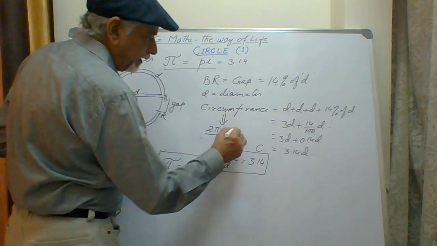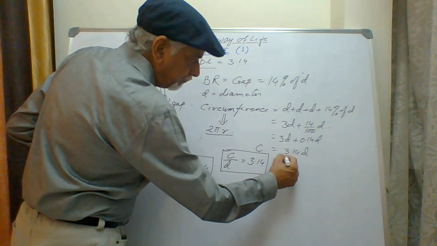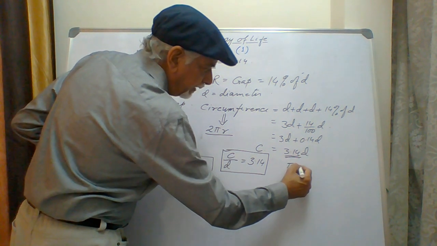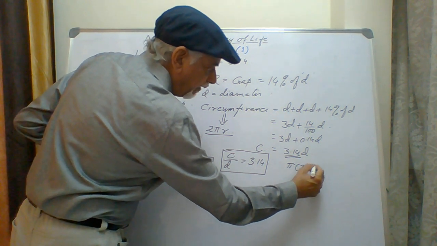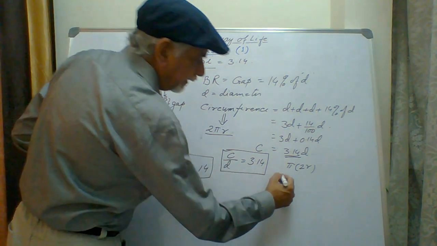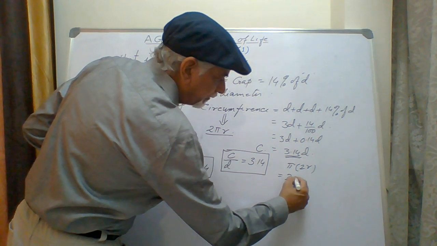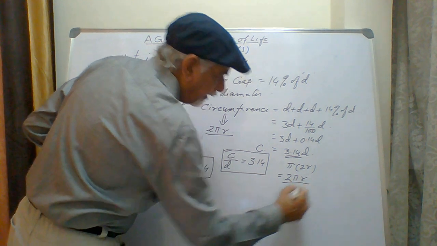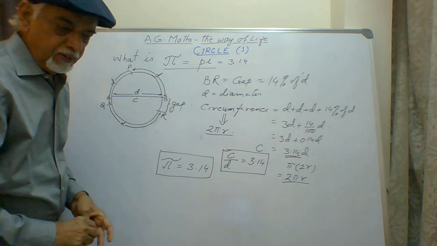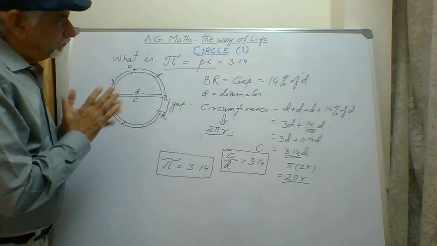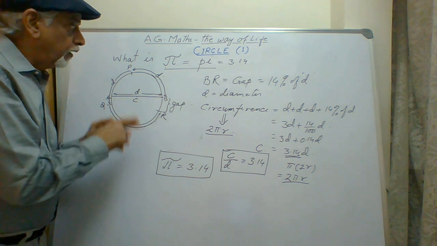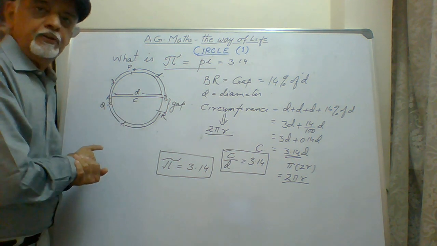Why is it 2 pi r? Because if I replace 3.14 by pi and D by 2r, since we know the diameter is nothing but 2 times the radius, then on rearrangement it is 2 pi r. So this is our little introduction to the circle and its parts, and the value of pi, which has come only from the circle concept.